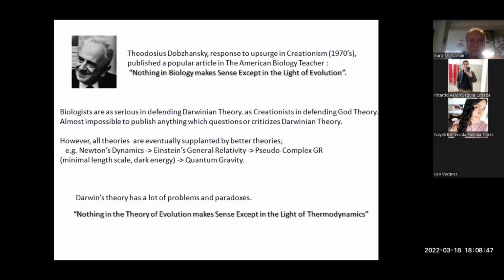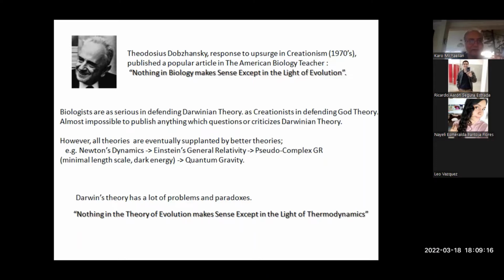And it's almost, for example, impossible to publish anything which questions or criticizes Darwinian theory. It's hard to find referees who will allow your paper to be published if you're criticizing the Darwinian theory. So it's become almost like a religion also among the biologists. Not all of them, of course, but the traditional biologists look at it as a well-founded and established theory, and nobody should be questioning it.